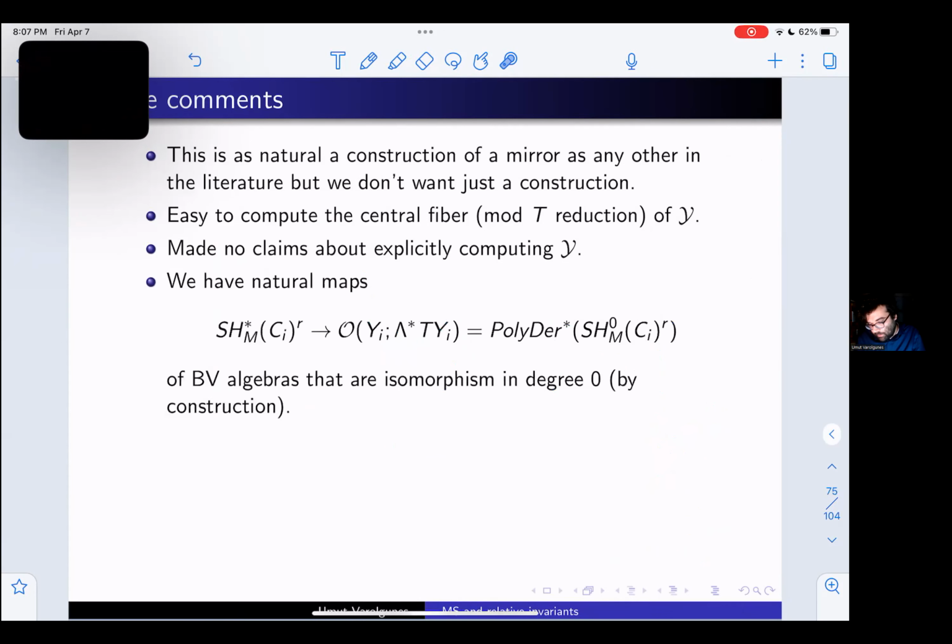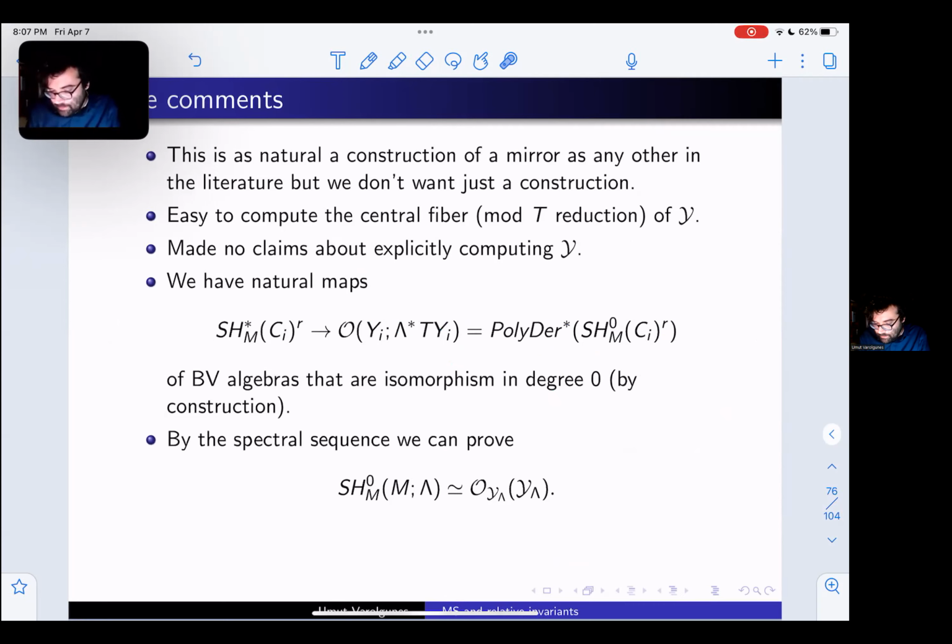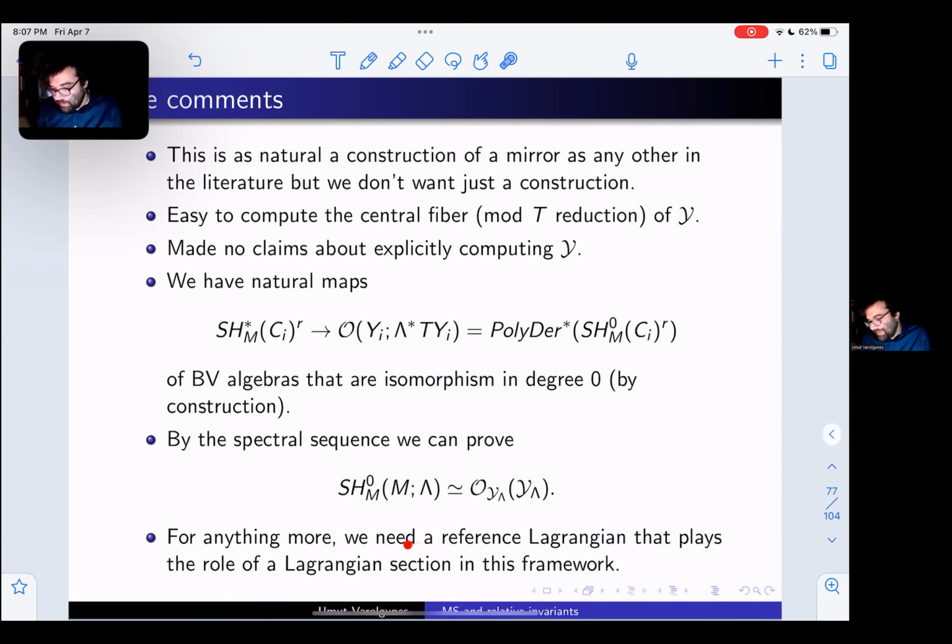Okay, so I'm done. Let me end by saying what I didn't have time to say. Maybe it was unrealistic to begin with. After this construction, there are some statements that you can make. For example, you can prove that functions on the mirror, once you go to the non-Archimedean world, are isomorphic to just the relative symplectic cohomology of M. Of course, this is a trivial statement if M is compact and F is not compact, then you have to define this as an inverse limit. But then this statement is actually not that trivial. It's still something.